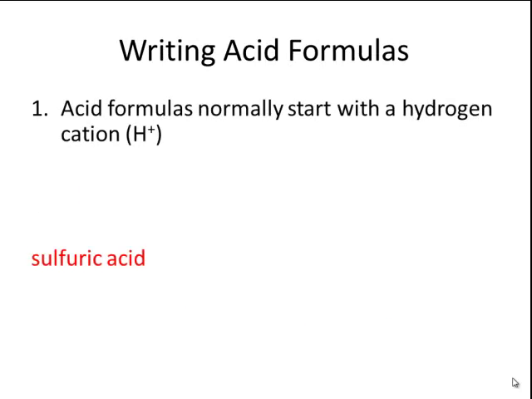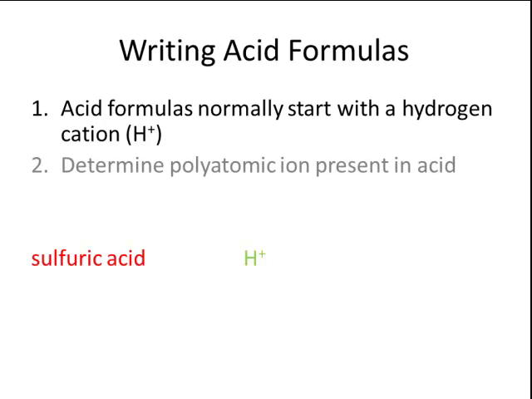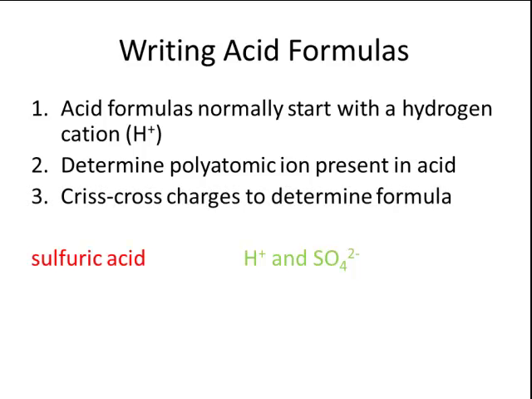When we write the formulas for acids, you need to remember that the formulas are usually going to start with hydrogen. So for sulfuric acid, we know that the formula is going to contain a hydrogen ion. Then we need to determine the polyatomic ion that's present in the acid. Sulfuric acid ends with ic. And remember, ate and ic are the suffixes that trade places. So instead of sulfuric, it came from the ion sulfate. And then just like with ionic compounds, we need to crisscross the charges to determine the formula. So I'll need 2 hydrogen ions to balance out the charge on the sulfate. So the chemical formula will be H2SO4.